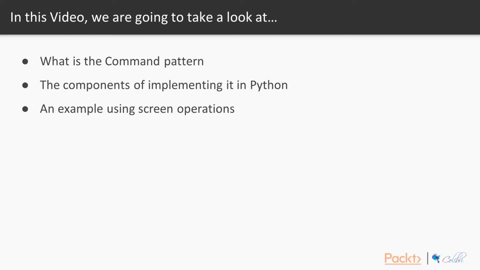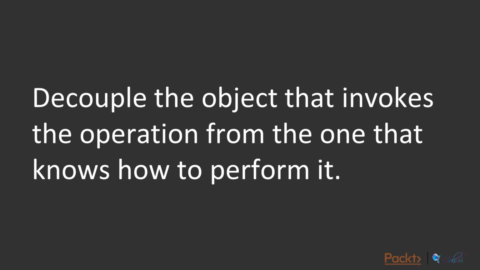We'll cover what it is, the components of implementing it in Python, and look at an example where we use screen operations. The idea of the command pattern is to decouple the object that invokes the operation from the one that knows how to perform it. So suppose you need to issue requests to objects without knowing anything about the operation being requested or the receiver of the request. You can do this by encapsulating a request as an object, thereby letting you parameterize clients with different requests, queue or log requests, and support undoable operations.